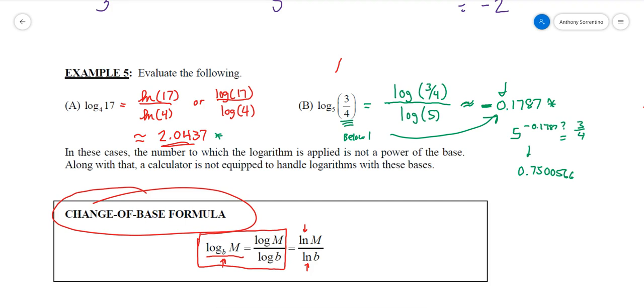As we go through this and do some later calculations, you'll notice that I don't evaluate immediately. I kind of leave the logarithms in place and then evaluate it all in one fell swoop.